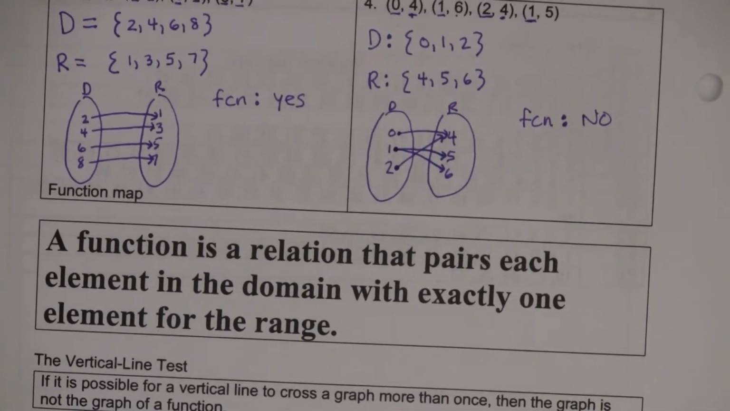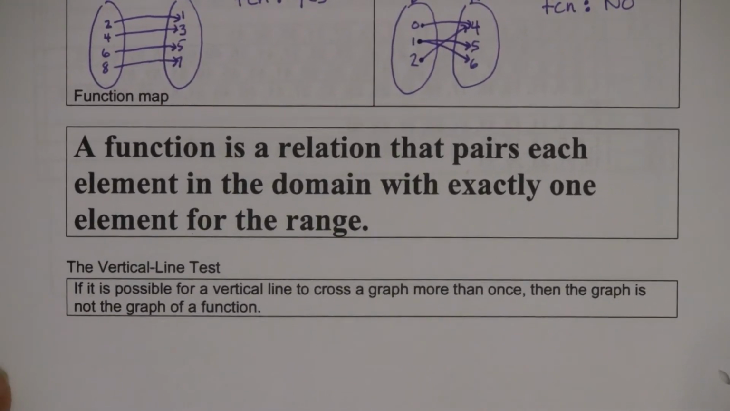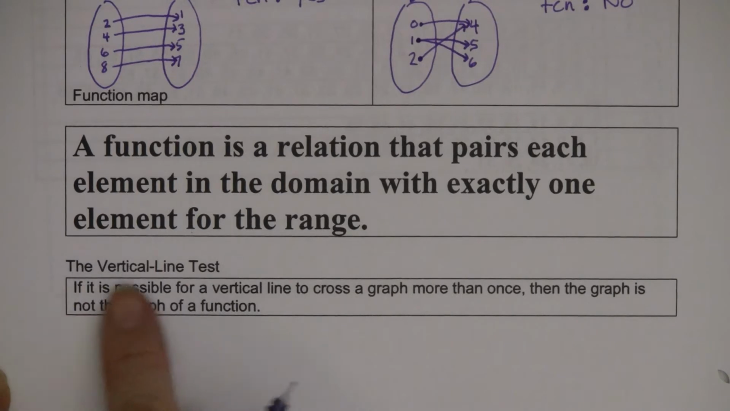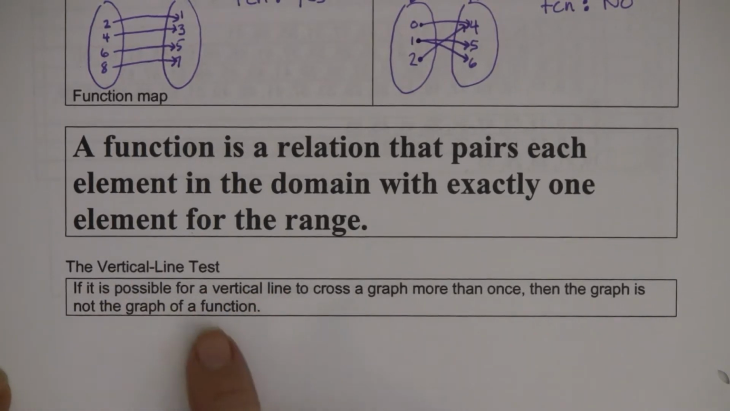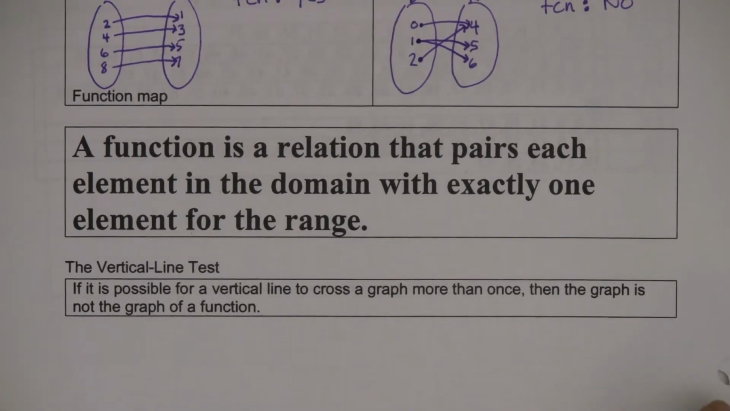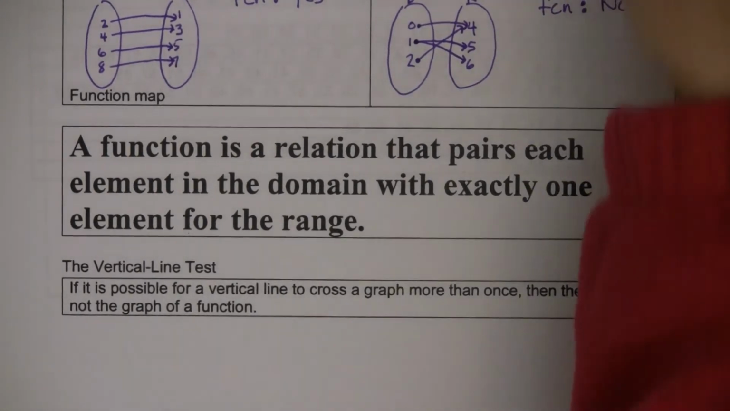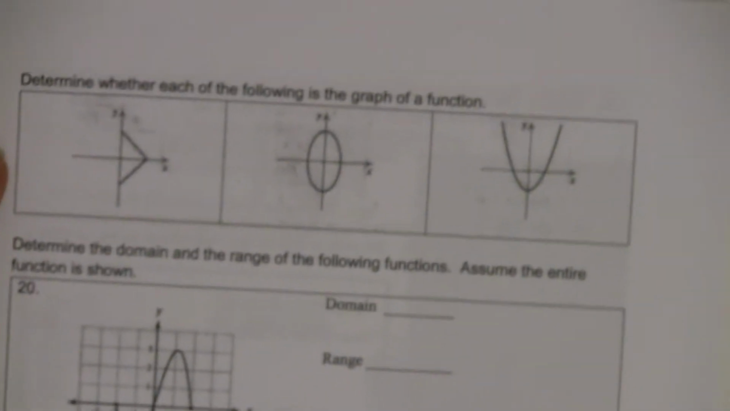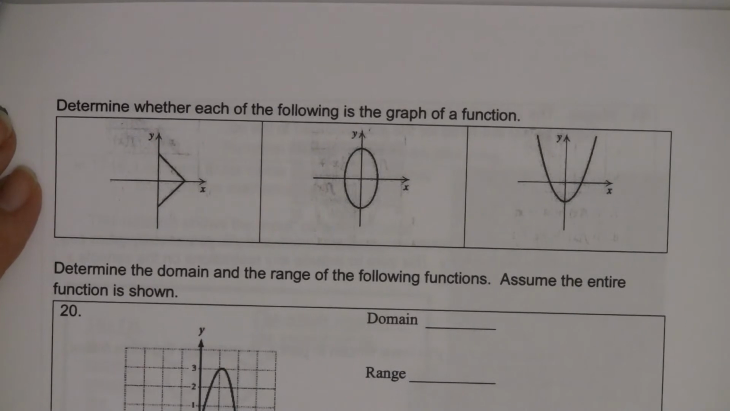Then they talk about the vertical line test. That's on the bottom of this first page. And the vertical line test says, if it is possible for a vertical line to cross the graph more than once, then the graph is not the graph of a function. And so we're going to come over on the next page here, and they have given us some graphs, and they ask us, hey, are those functions?